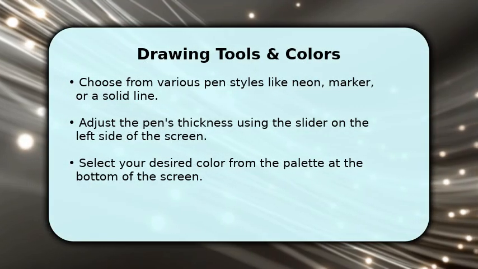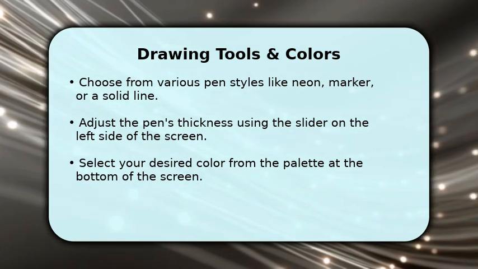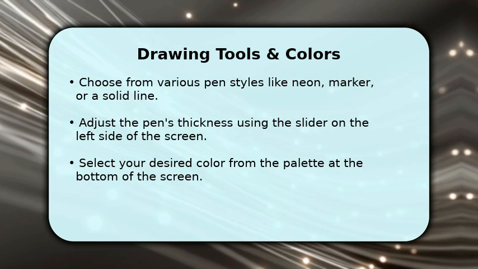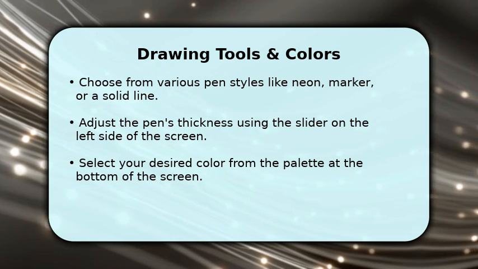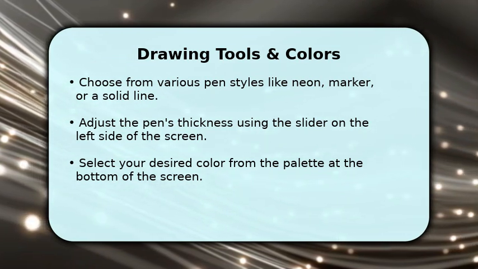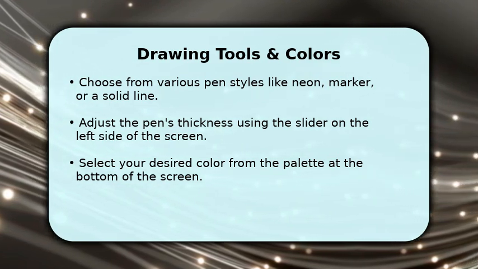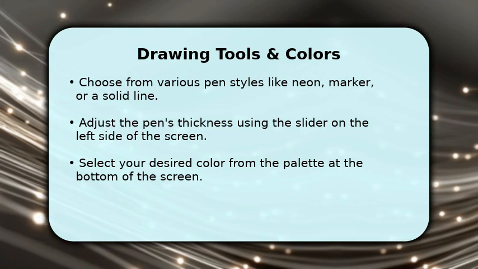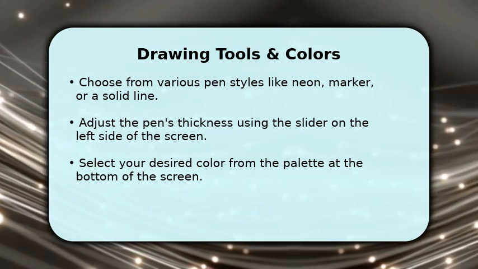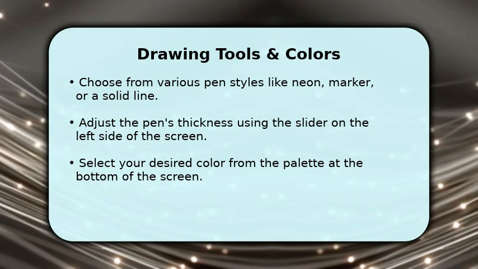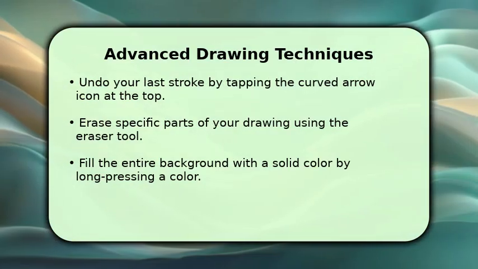Now, let's explore the drawing tools. You'll find several pen styles available, including a vibrant neon, a classic marker, and a solid line option. To change the thickness of your chosen pen, simply use the convenient slider located on the left side of your screen. Below, a colorful palette awaits your selection, offering many hues. For precise color matching, utilize the eyedropper tool to grab any color directly from your photo or video, ensuring perfect harmony. Ready for some advanced techniques?